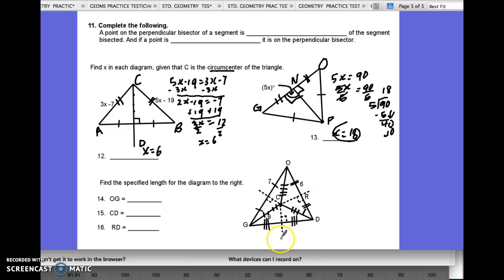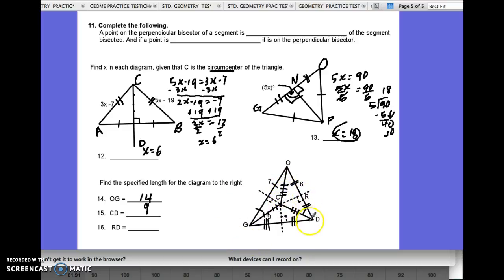OG, the distance from O to G, this distance right here, it's got to be 7 plus 7, because this is a bisector. It bisects OG, so that this distance is the same as this. So this will be 14. How about CD? Distance from C to D, we just talked about it. It's the same as this distance, which is 9. So CD is 9. And I didn't ask you, but if I ask you CO, you'll also say what? 9.